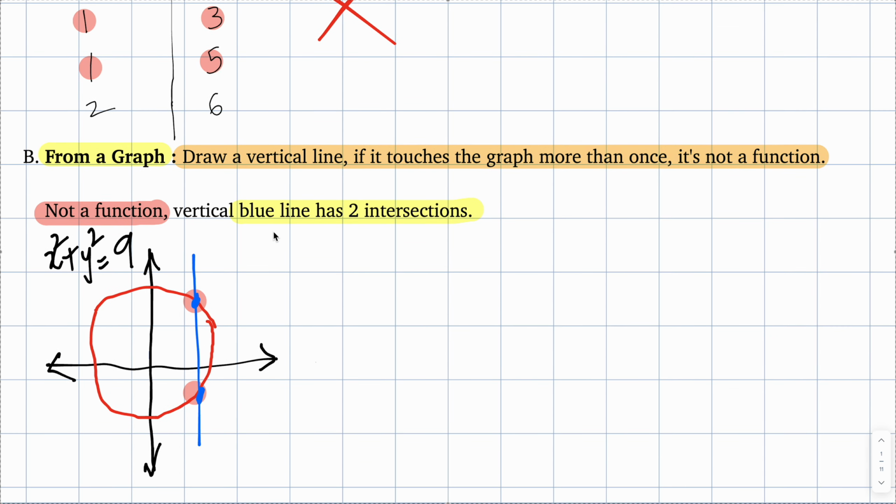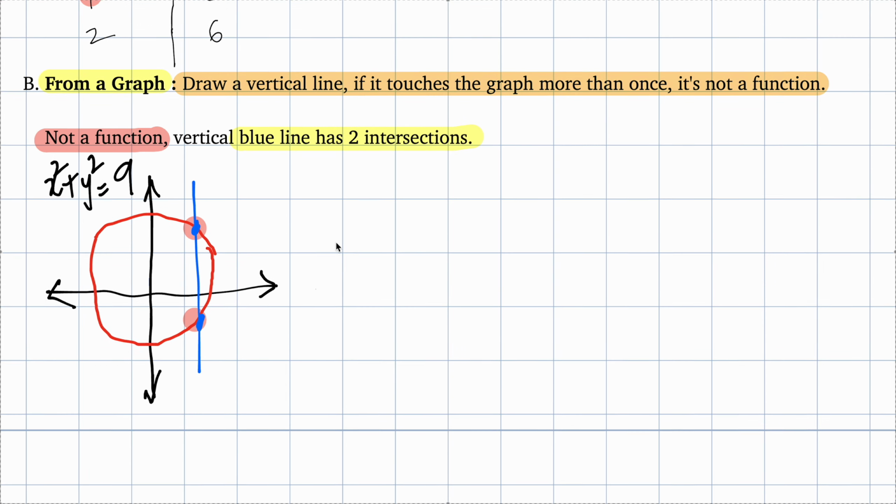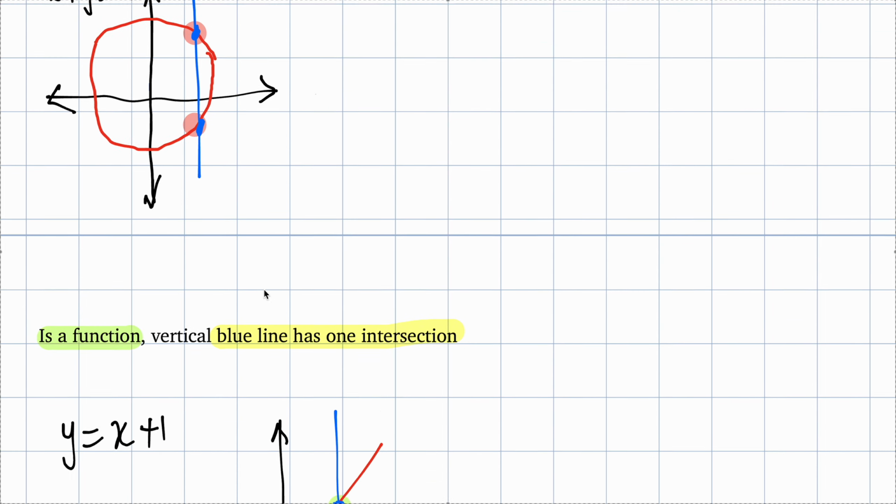Let's look at this from a graph. If we draw a vertical line, and if it touches the graph more than once, it's not a function. Let's look at this. X squared plus y squared equals 9. This represents the graph of a circle with a radius 3 and centered at 0, 0. If we draw the vertical line here, we see that it touches at this point and this point. There are two intersections, so it's not a function.